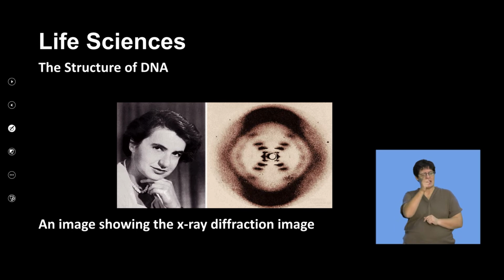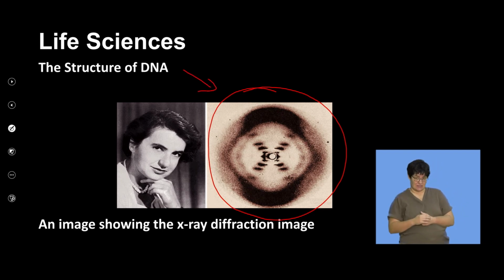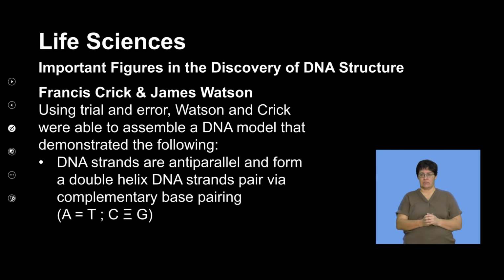Later on, she produced an image called Image 51, a famous image that was shared with Watson and Crick, and they used this image to put together, with their calculations and findings, what their model would look like. Francis Crick and James Watson were the significant contributors who were recognized with discovering the structure of DNA. And so they used a process of trial and error with a whole lot of other calculations that they put together, along with the image that I just showed you now.